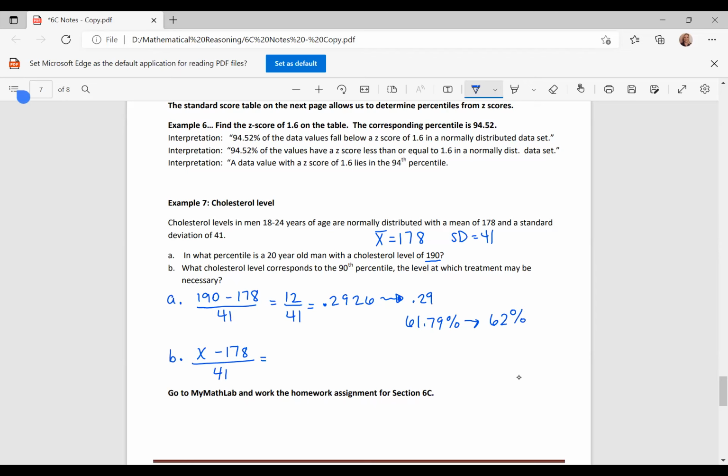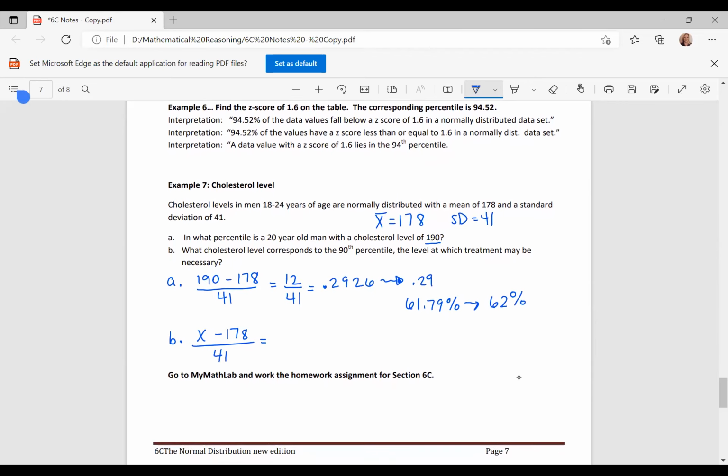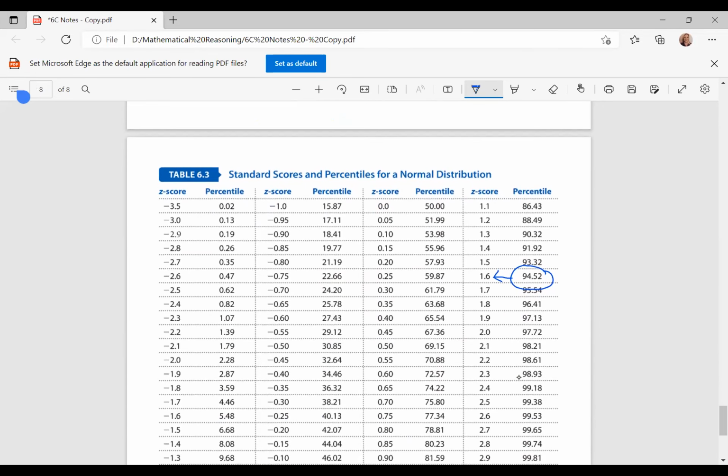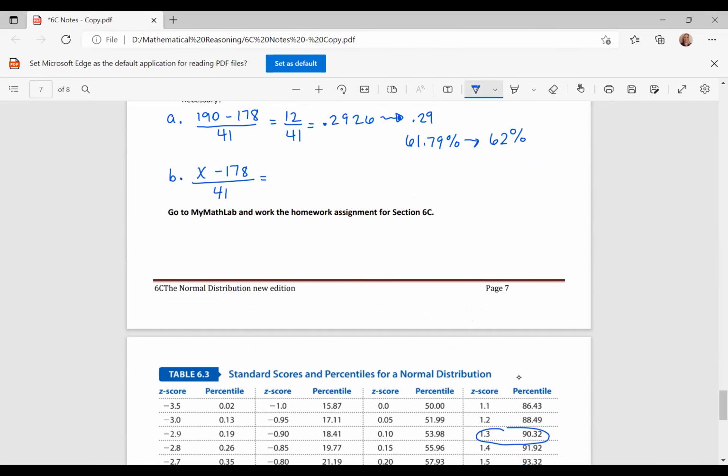I'm going to go to my table and I'm going to look for the value that is the 90th percentile or closest to the 90th percentile. And there's 90.32. That was 1.3. That's the value that I'm going to use here. So let's work this problem. We're looking for x. We don't use algebra a lot here, but we can here.